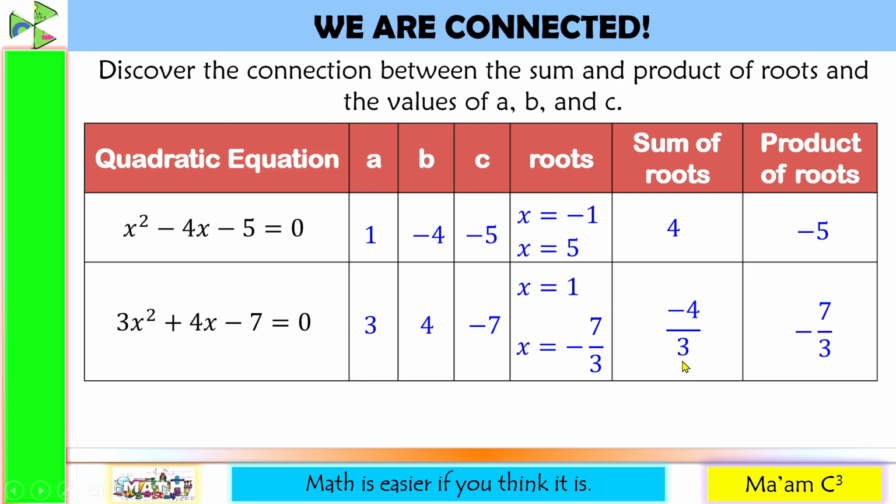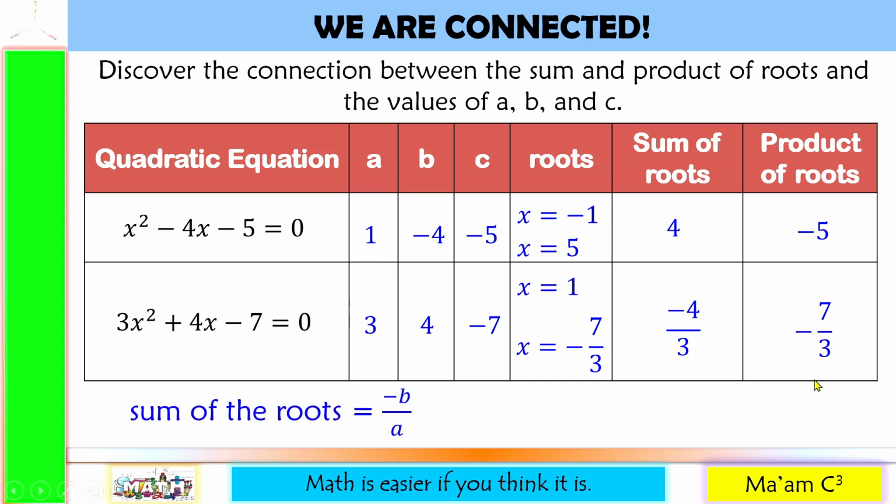Let's see if it will work in equation 1. Let me get the negative of negative 4. That would be positive 4. And then divided by a, which is 1, is still positive 4. Therefore, the formula for the sum of the roots is actually equal to the negative of b over a.